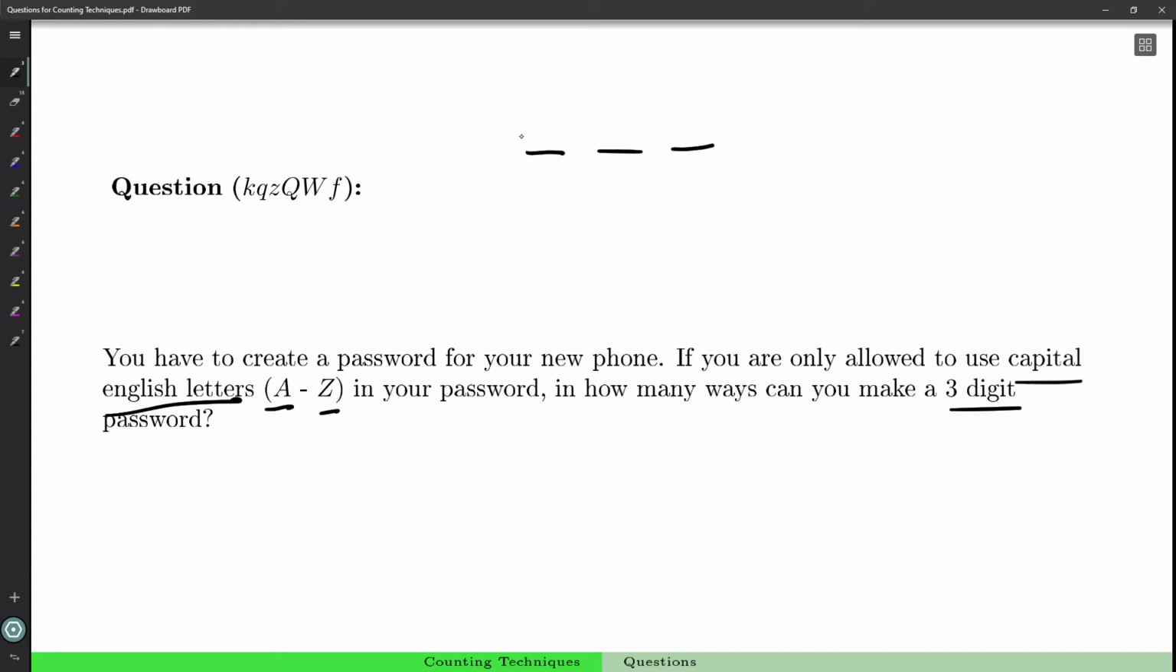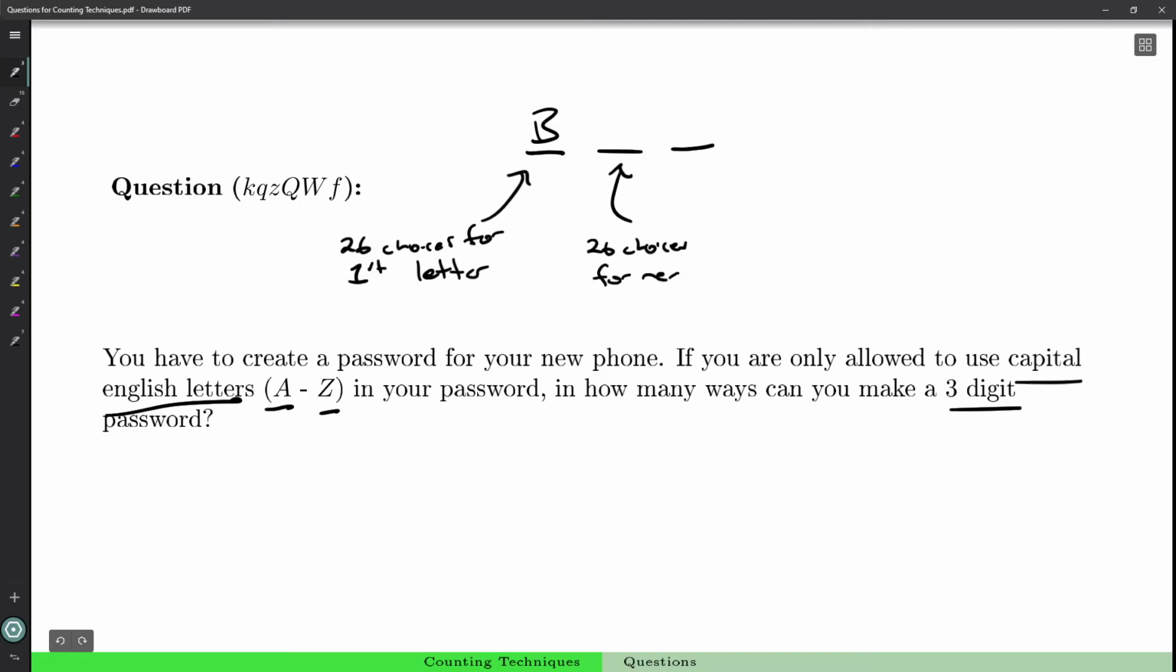Well, what are my choices? Break it down in terms of choices. Okay? I've got 26 choices for the first letter. Why 26? Well, there's 26 letters in the alphabet. Once I've chosen that, maybe I make it a B. Okay? I still have 26 choices for the next letter.